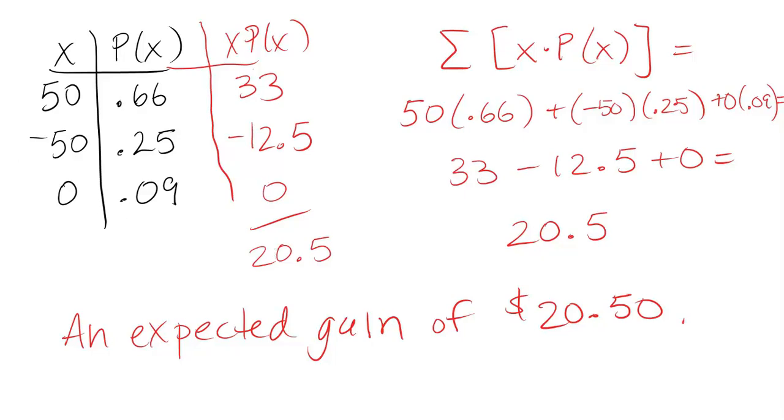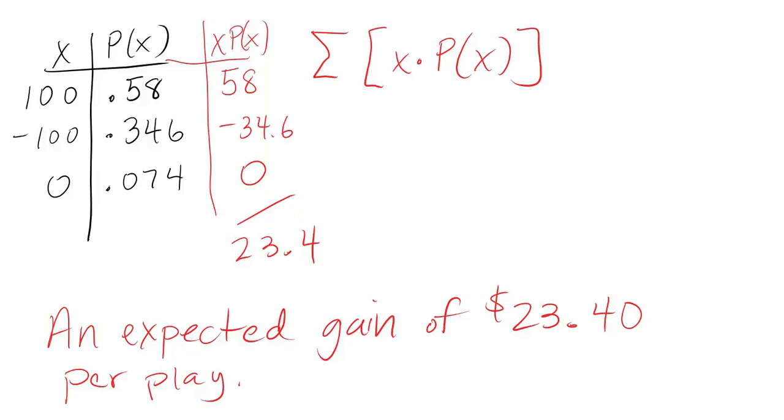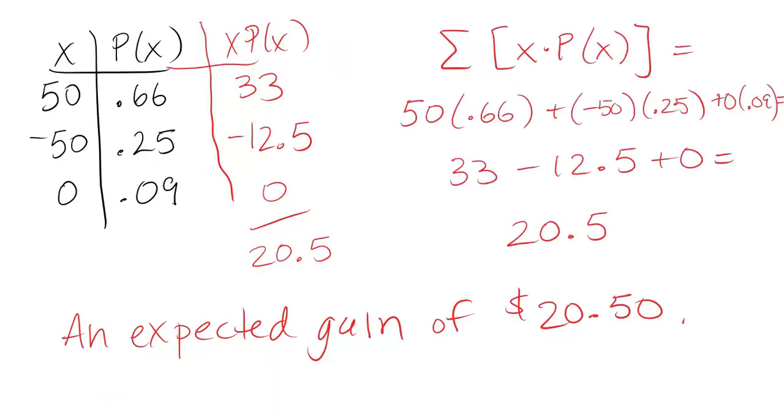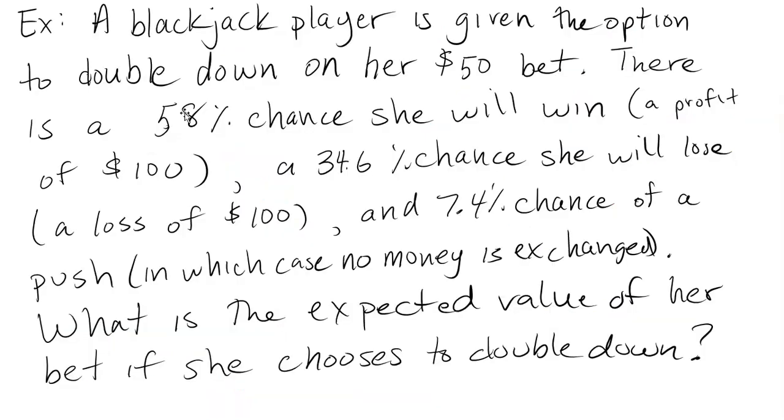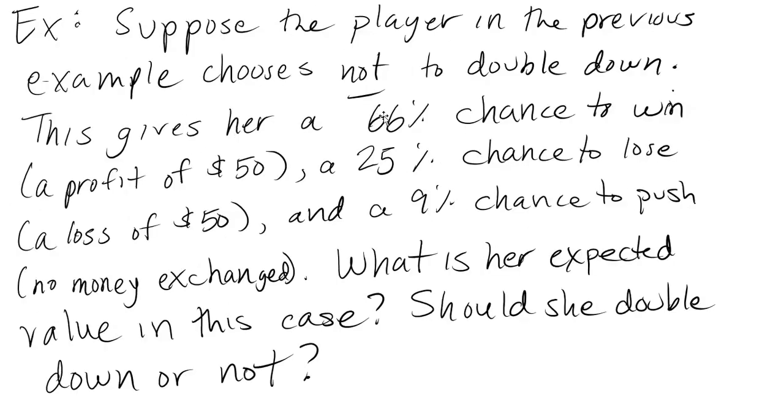If she had chosen to double down, we said she'd come up with $23.40. That's a larger expected value. And so in the long run, it's to her advantage to double down. Note that you can't just base it on her probability of winning or losing. In the first scenario, she had a 58% chance of winning. In the second scenario, it increased to 66%. She's actually more likely to win money in the second scenario.